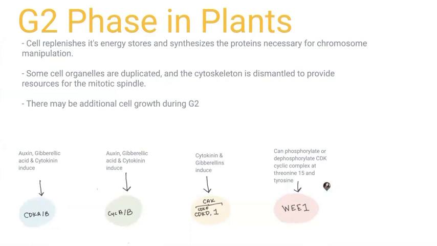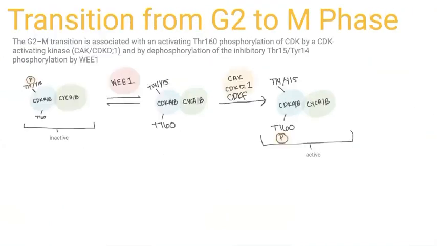And here we have what hormones promote that. Auxin and gibberellin are the ones that promote both CDK and cyclin. Moving on to the next slide, we have the mechanism of the transition from G2 to M phase. Here on the left we have an inactive form of the molecule: on the CDK you have a phosphorylated T14 and Y15, and you don't have the phosphorylation on T160. That's basically an inactive form of this CDK-cyclin complex.